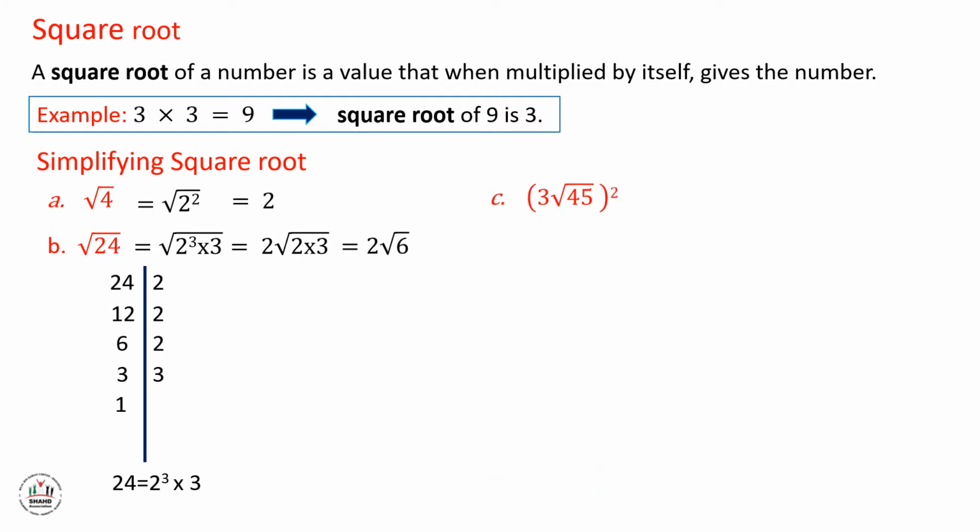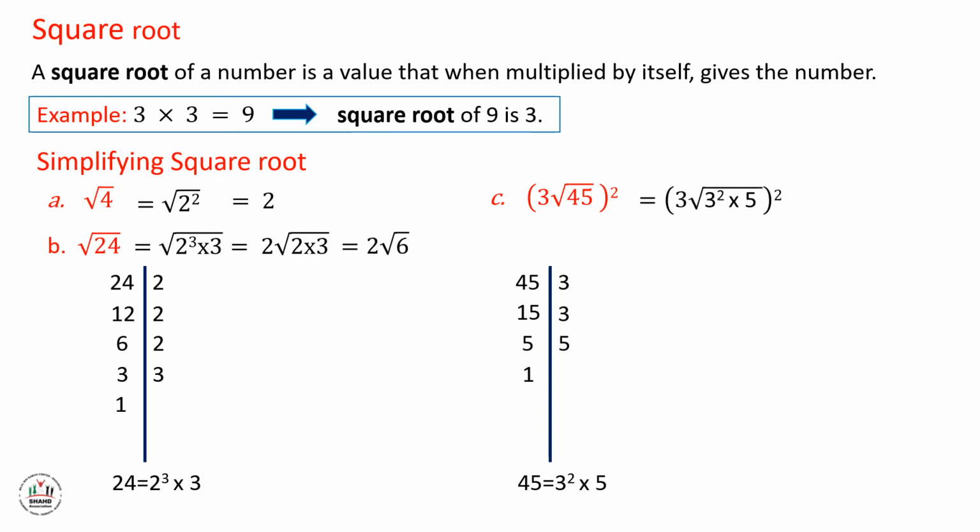Now 3 radical 45 quantity square. Let's do first prime factorization for 45. 45 divided by 3, 15. 15 over 3 equal to 5. 5 over 5 equal to 1. So 45 is written as 3 square times 5. Now we can write 3 radical 3 square times 5 quantity square. And we can take 3 square out of the radical. So 3 times 3 equal to 9. 9 radical 5 quantity square.